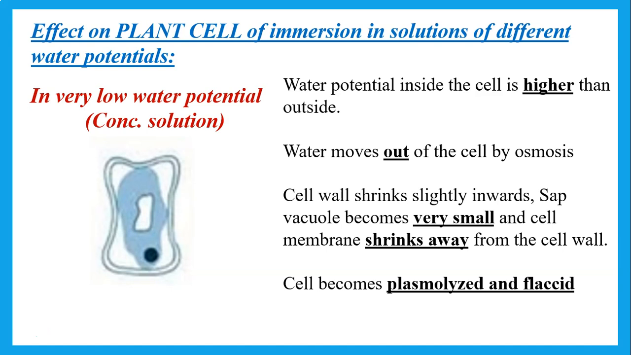So if I put a plant cell, in the lab we use, for example, potato cells. If I put a piece of potato in concentrated salt solution, then the water potential inside the cell is higher, water moves out, the cell shrinks, the cell membrane shrinks away from the cell wall, and we say the cell has become plasmolysed.